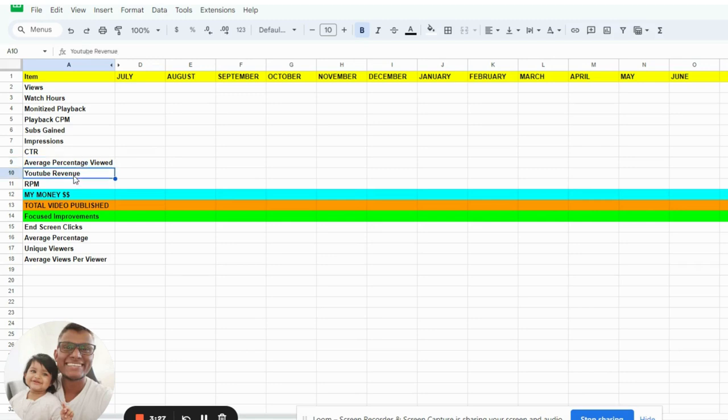So this is what average percentage viewed means on the overall channel, right? And then YouTube revenue. This can be the CPM, and this is the RPM, right? So this is the actual amount that we get paid, the RPM, right? How much money have I made? And the total videos published per month, right? Month after month. These are the things that I keep track of, and I try to improve this month after month, right?